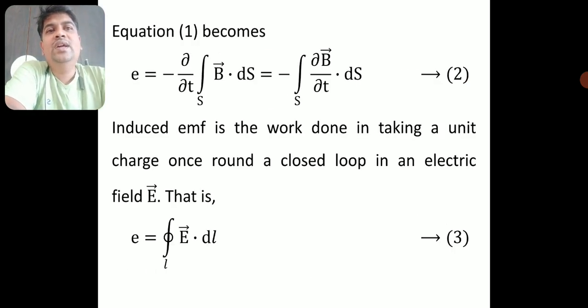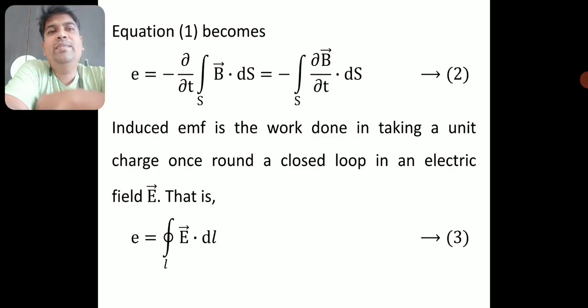Alright. Now equation 1 becomes E equal to minus d phi by dt, where for phi I am substituting the surface integral of B dot ds, which is the magnetic flux. Now I can write this as minus the surface integral of dou B by dou t dot ds. Let us call it equation number 2.